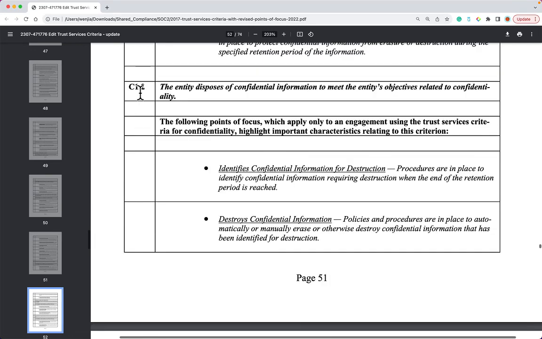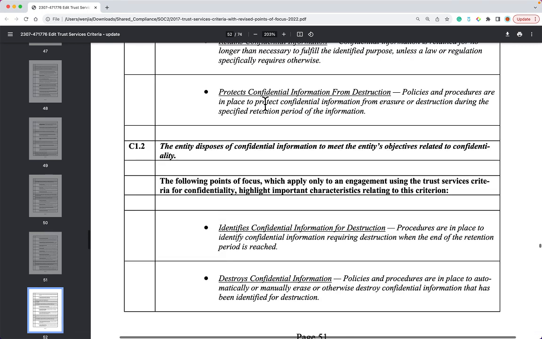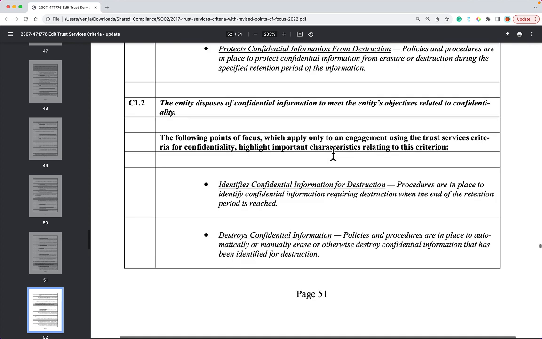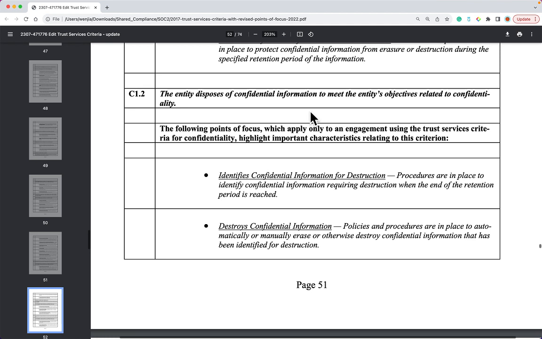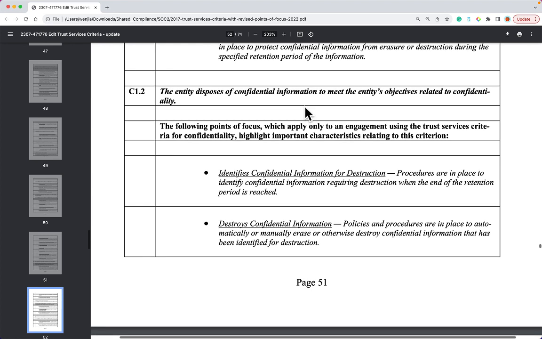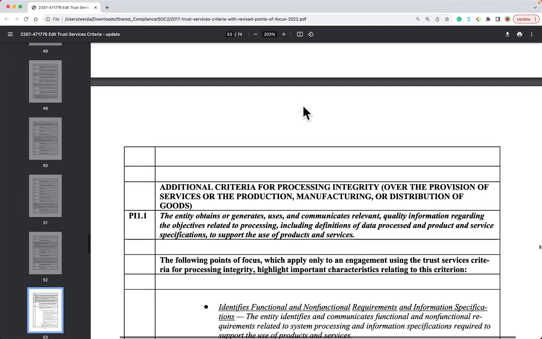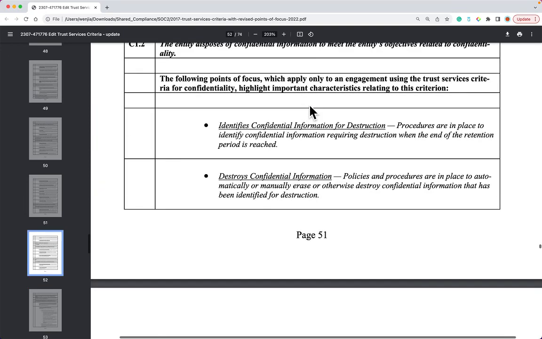Okay, next principle, C1.2. The entity disposes of confidential information to meet the entity's objectives related to confidentiality. So now, since you stored some confidential personal information, or maybe not personal, but it's still confidential, after the storage time, like the legal time, you need to dispose of it. Then what should you do? You have 2 points of focus here.